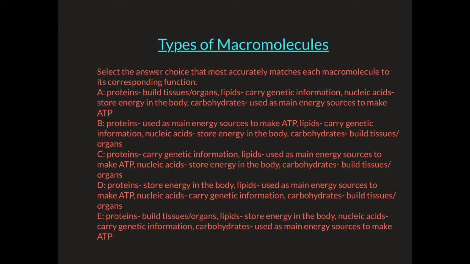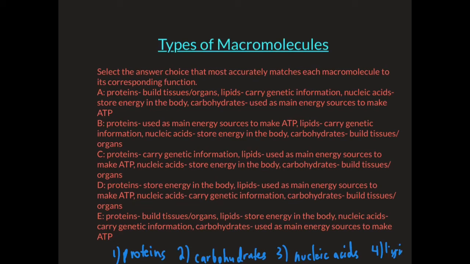I'm sorry guys, this is really bad handwriting. So I'll write it maybe over here. So proteins, carbohydrates, nucleic acids, and lipids. Sorry about that. So we know these are our 4 main macromolecules. Now let's just remind ourselves what each of these do, and from there it should be a relatively simple matter of solving the question.